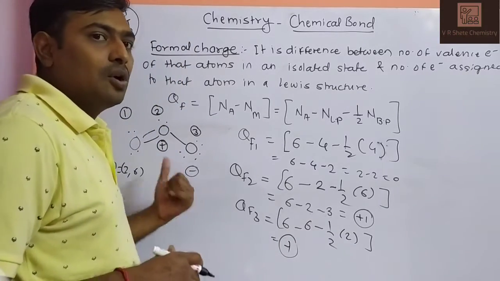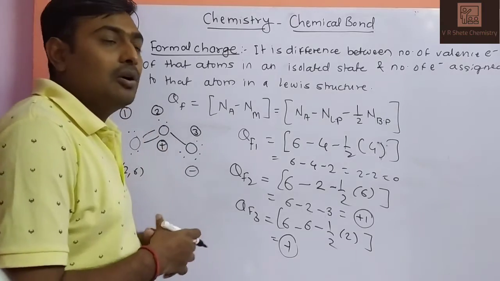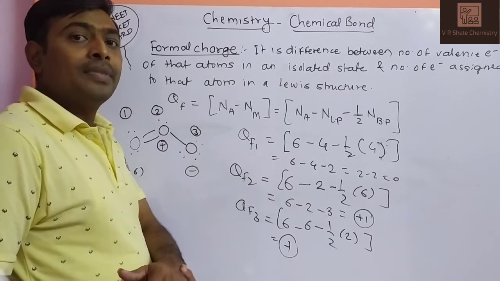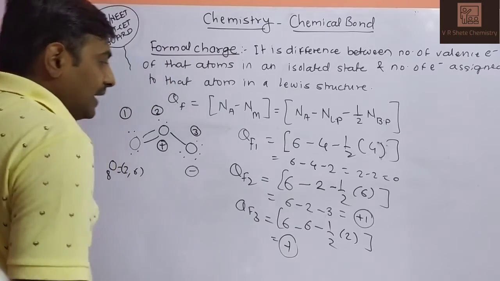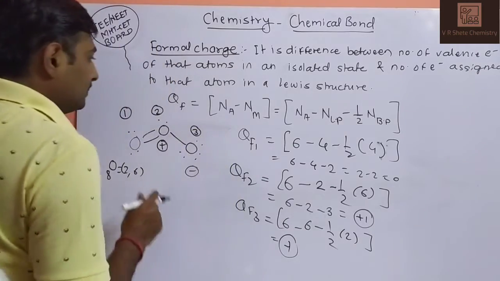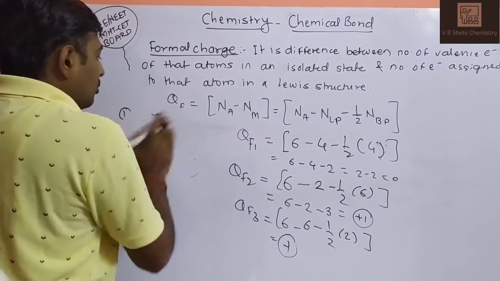So we have calculated the formal charge of each and every oxygen atom according to this formula. Second example, for explanation, we will take a second example regarding the same calculation.